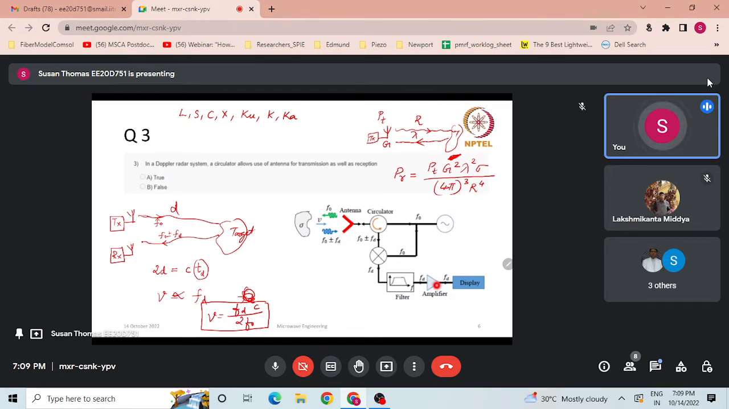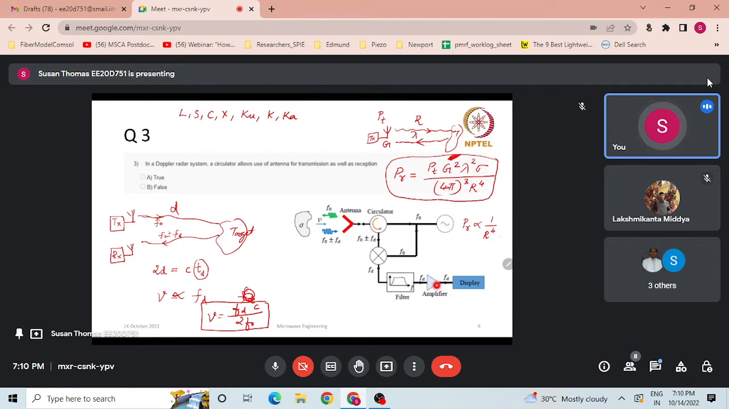So this is a very important relationship which is useful in solving many of the numericals. If you understand the very important takeaway from this equation, if you notice this, the received power is inversely related to R raised to 4.